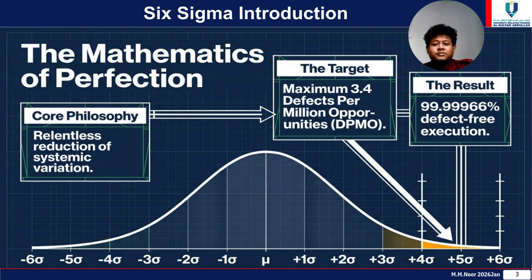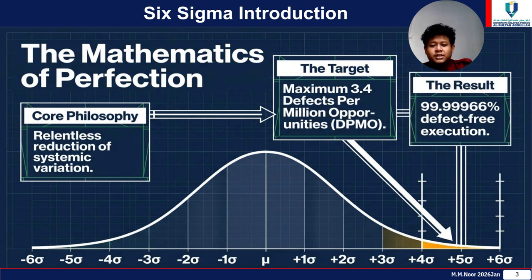Let us ground ourselves in the underlying theory. Six Sigma is fundamentally the mathematics of perfection. Our core philosophy is the relentless, uncompromising reduction of systemic variation within a process. When we look at the standard normal distribution curve, our mathematical objective is to pull the process distribution tightly around the mean represented by mu, ensuring that the nearest specification limit is at least 6 standard deviations, or 6 sigma, away.